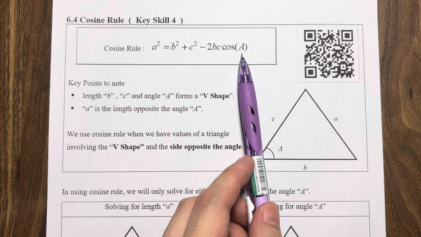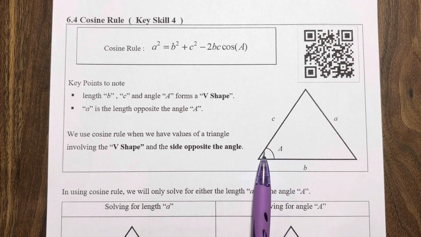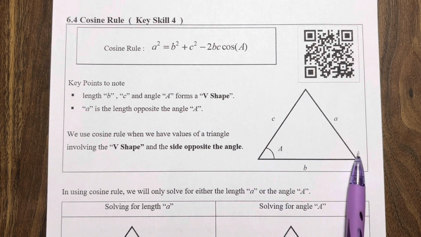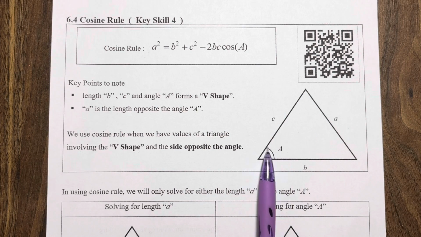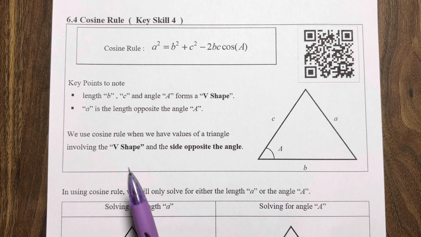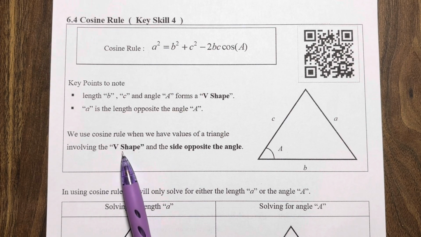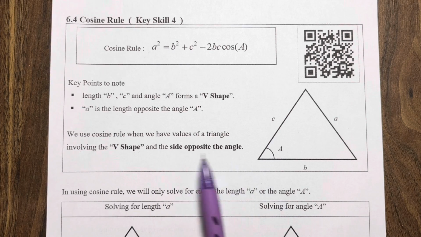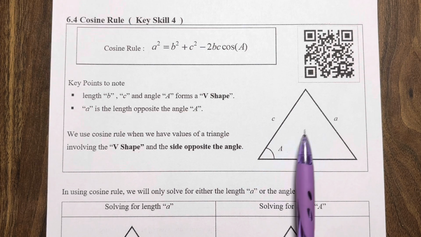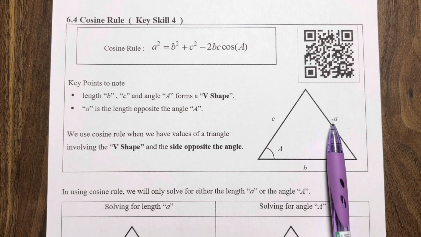A is over here. These two, b and c, and the angle need to form a V shape, with the angle A in between. We call this the so-called V shape. Then we use the cosine rule when we have the V shape and the side opposite the angle. So this and this form the V shape, and I have one more side that is opposite the angle.